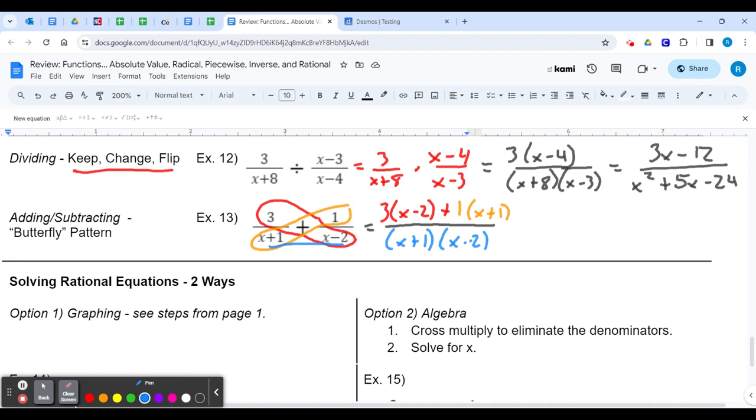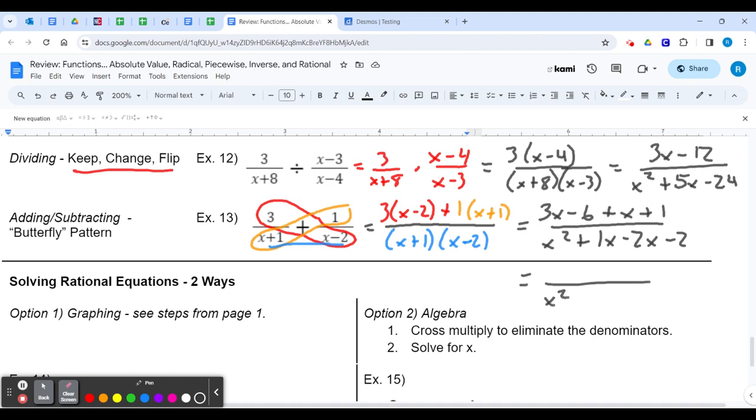Seems a little sloppy with my finger writing there. We go through, we multiply everything. We get 3x minus 6 plus x plus 1 all over, now we get x squared plus 1x minus 2x minus 2. And so if we fully simplified that out, on bottom we'd have x squared minus x minus 2. And on top we'd have 4x minus 5.